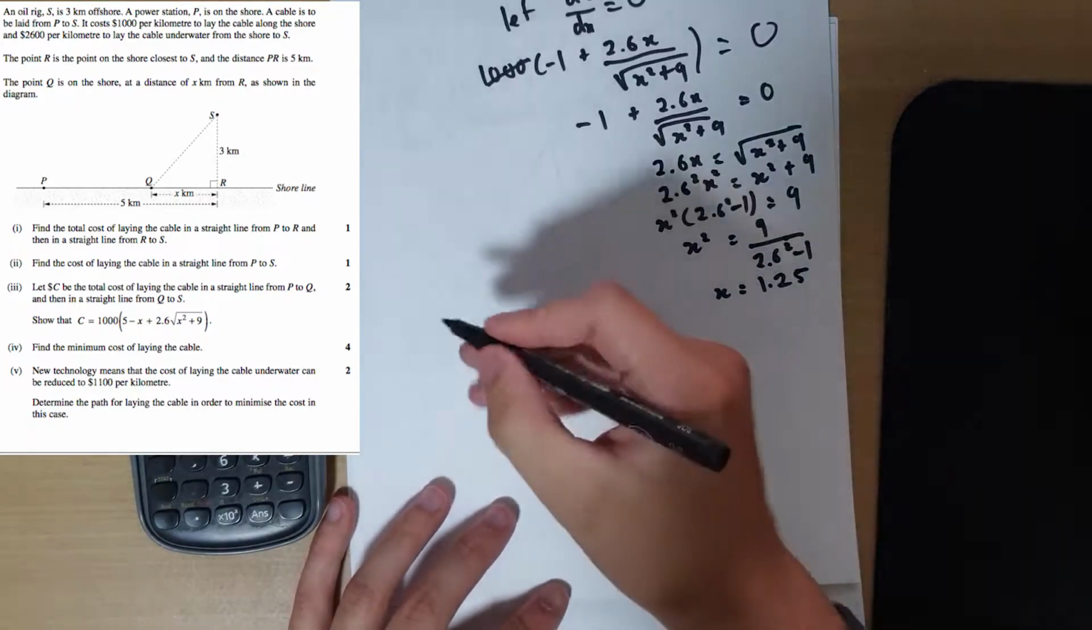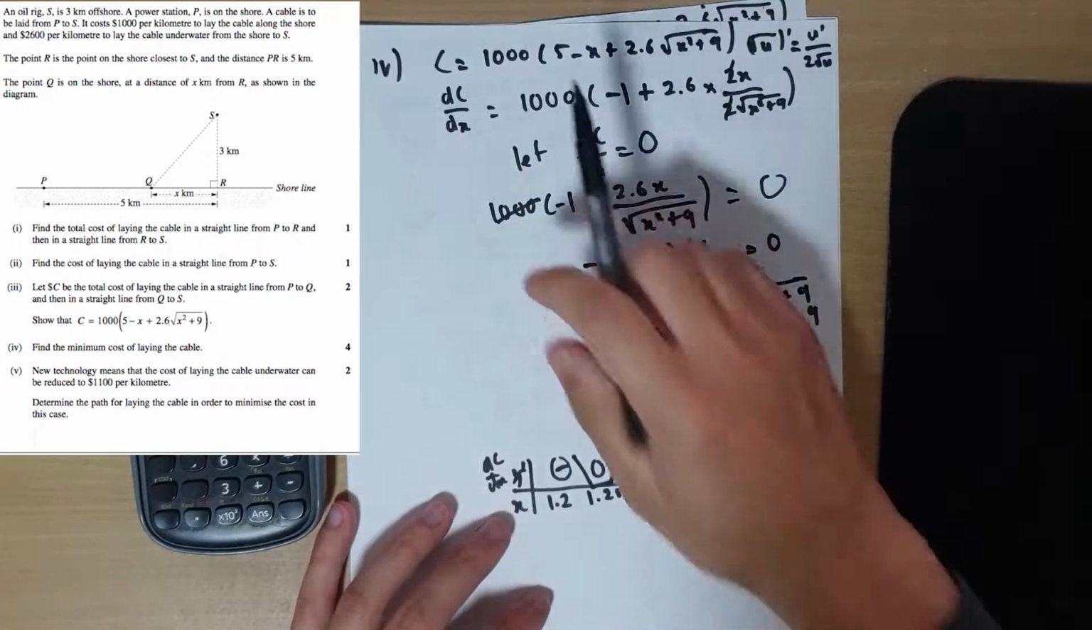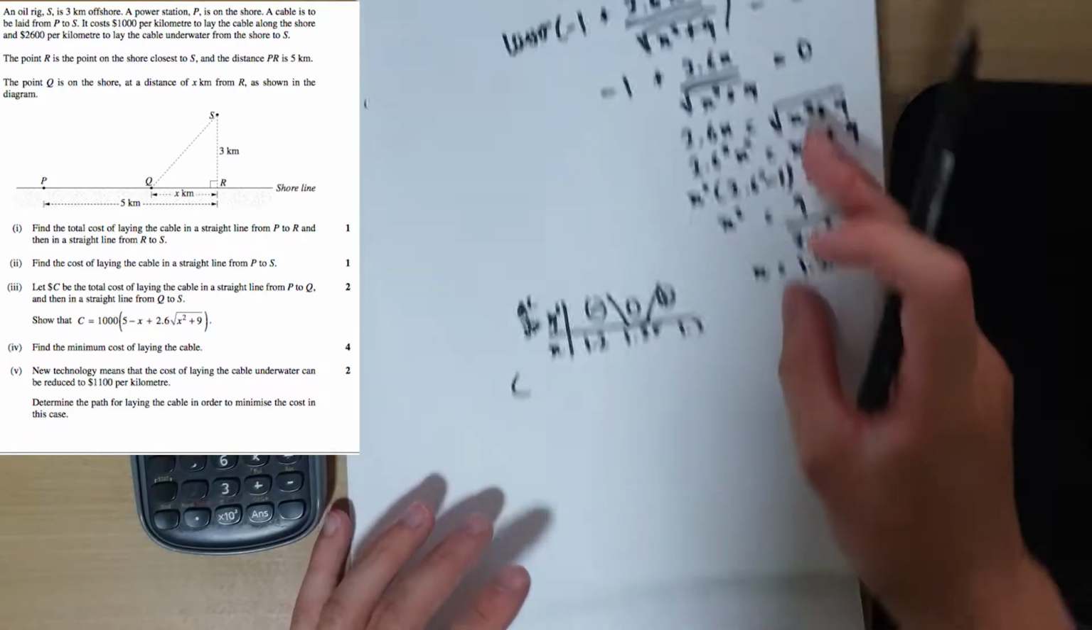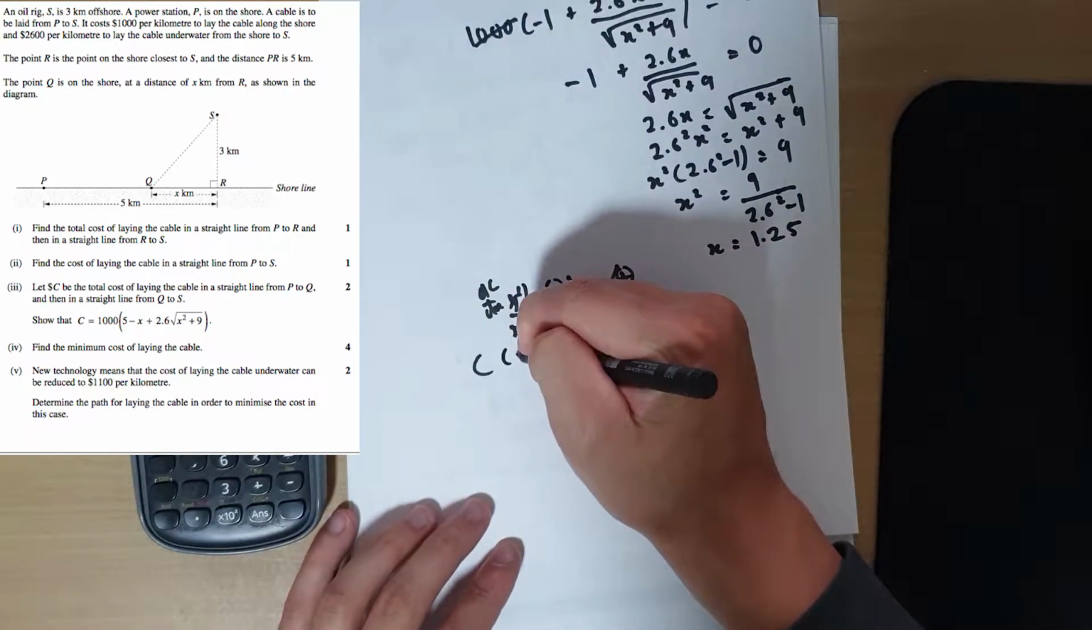So let's find the actual minimum cost. Let's get our cost equation from initially, and sub in x equals 1.25.